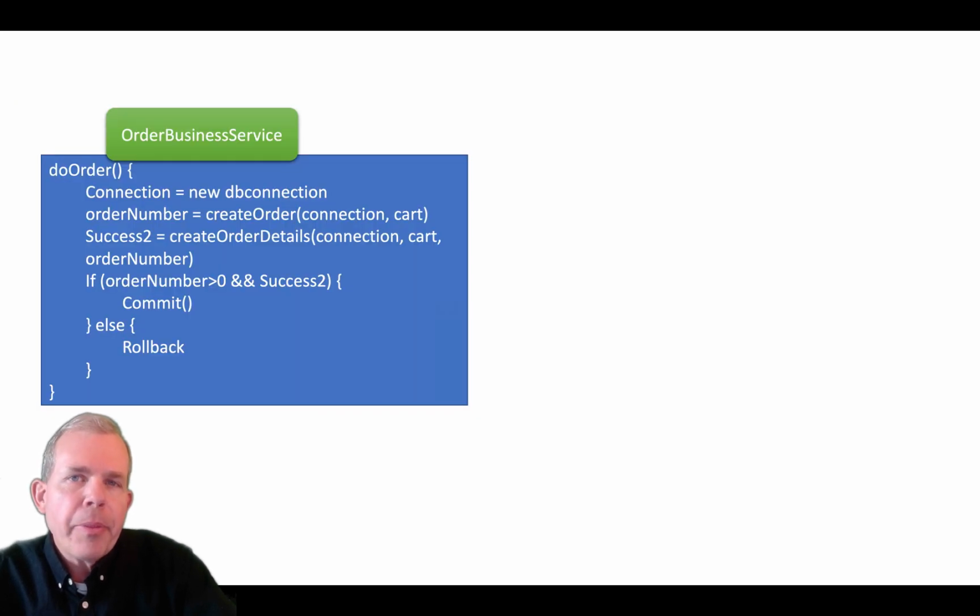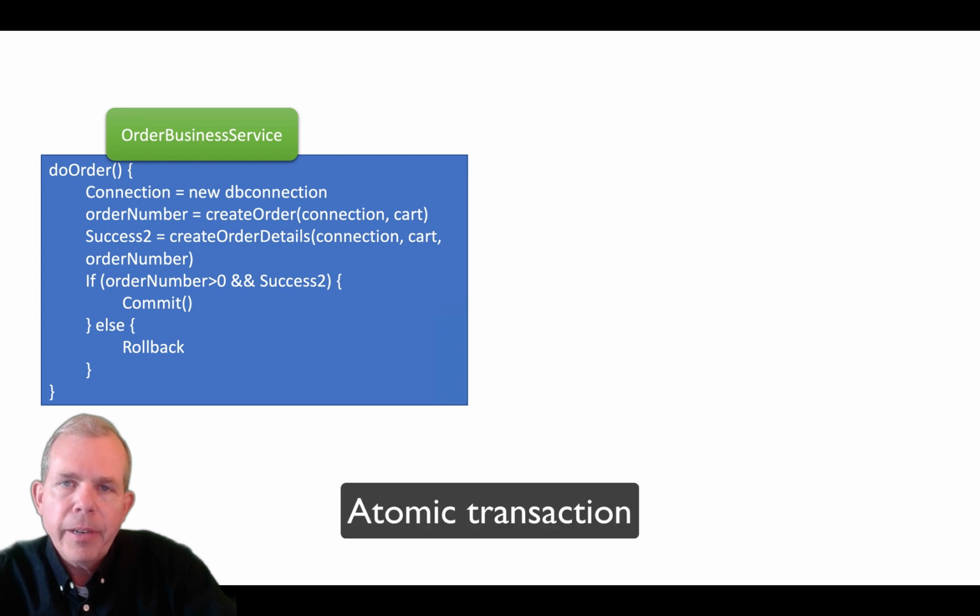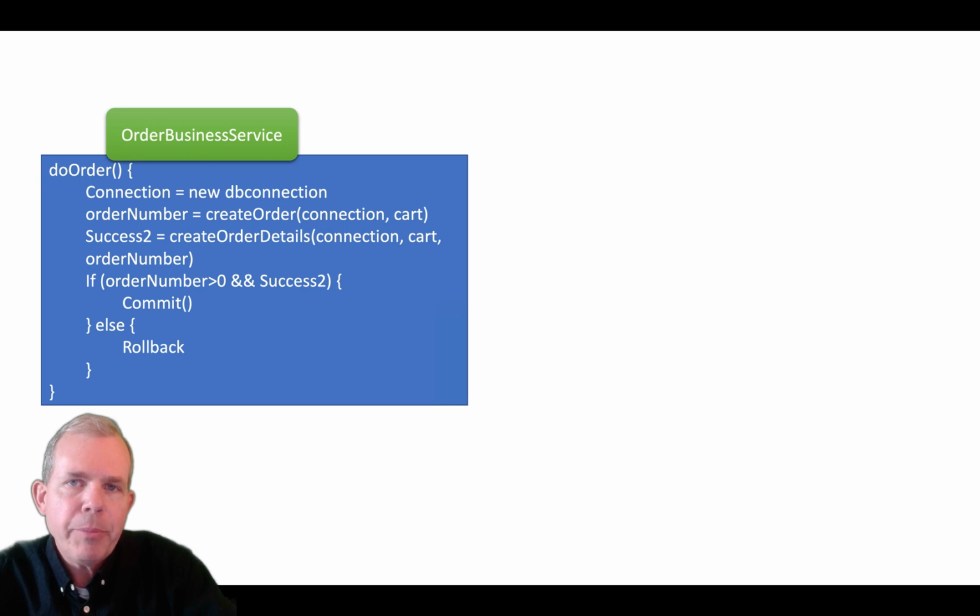Now let's take a look at how the process of the code would work to make this happen. So I'm going to have a class, I'm going to call it the Order Business Service. And in there, there's going to be some kind of a checkout process or create order, or in this case, I've named it do order. So you're going to see that I'm going to do several things that are what we would call an atomic transaction. We want to make them all happen at the same time.